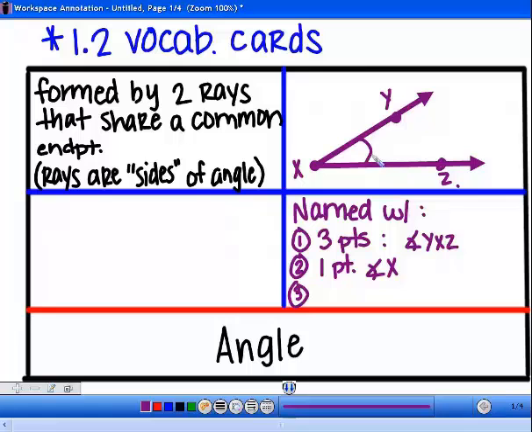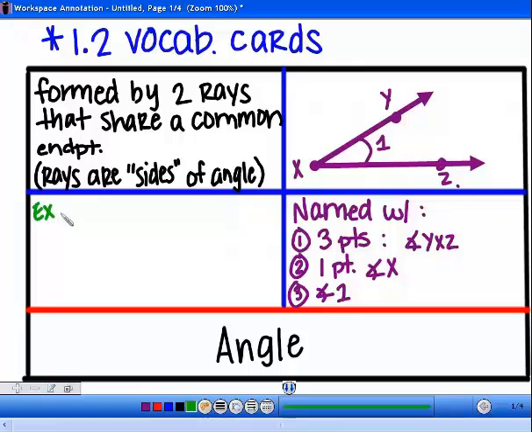And the third way is with a number. This could be numbered, any number. So if this was labeled like this, you could call this angle 1. So you have 3 ways to name angles. Let's look at an example.